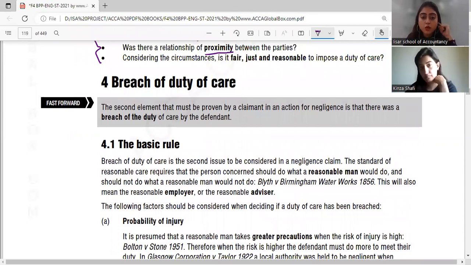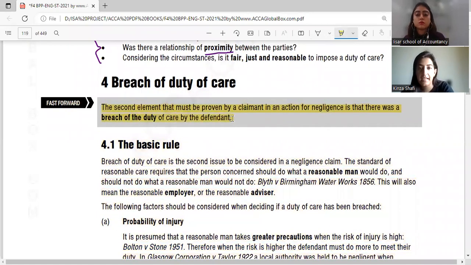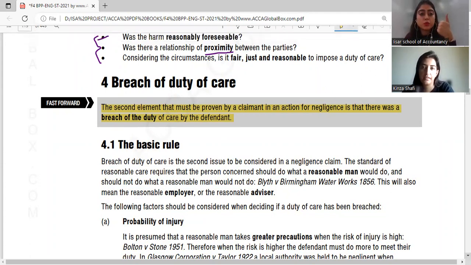Hearing you all. Now, breach of duty of care. The second element that must be proven by the claimant in an action of negligence is that there was a breach of the duty of care by the defendant. The first thing you need to prove as a claimant is that there was a duty of care. The second is that the breach of that particular duty of care did happen.